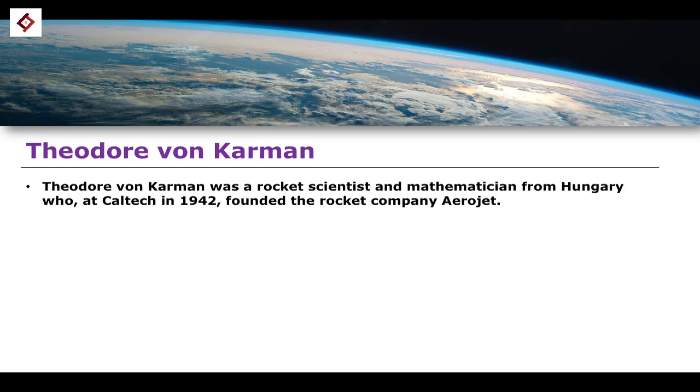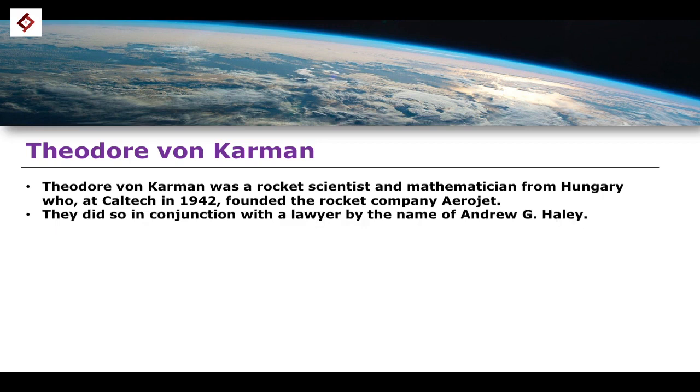And so in 1942 we see the founding of the rocket company Aerojet. Because this was a company, and companies need a certain amount of legal regulation, Theodore von Karman founded this rocket company along with other rocket scientists, and also with a lawyer by the name of Andrew G. Haley. Now, Andrew G.